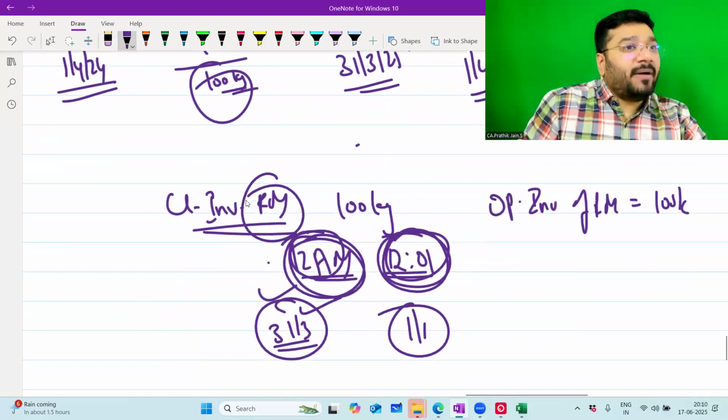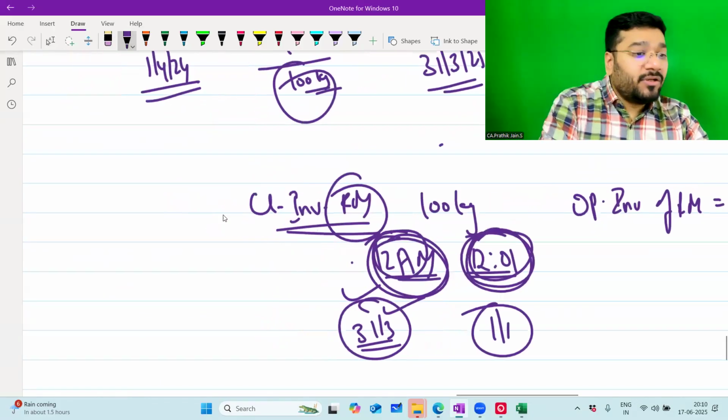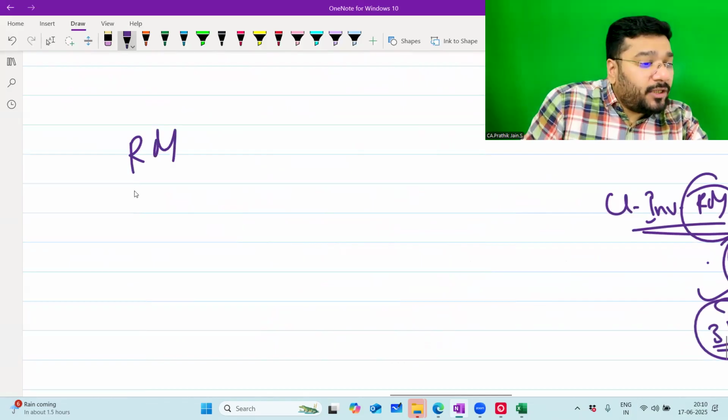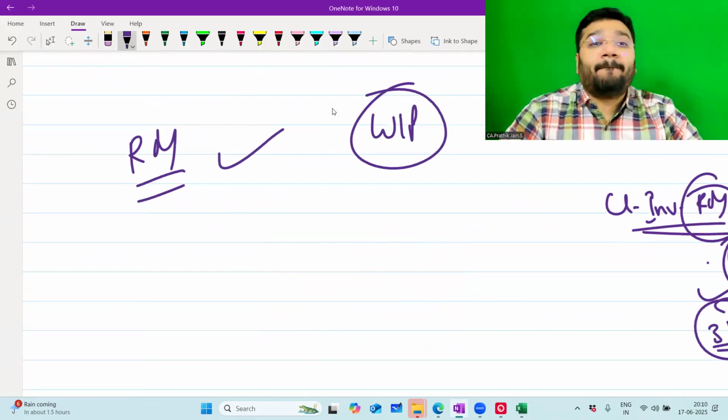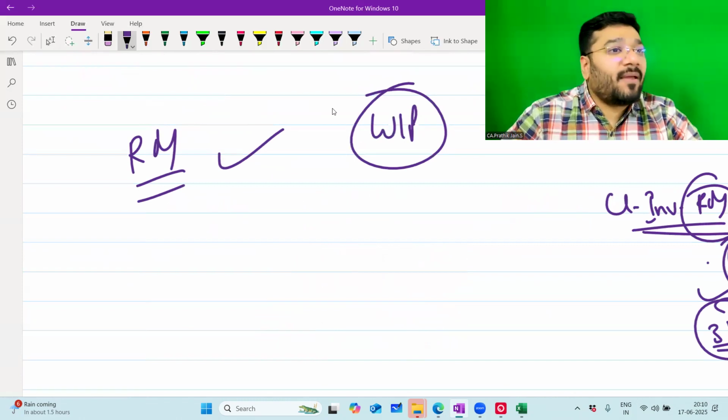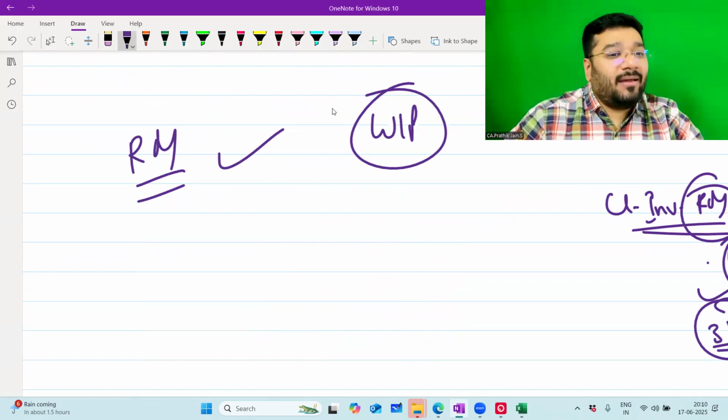Now we spoke about raw material. Whatever raw material is there in the business at the end of the year is called closing inventory of raw material. So we can have closing stock of raw material. Do you agree with me? We have something called WIP. What is WIP? In our example, what I gave, maida is raw material.